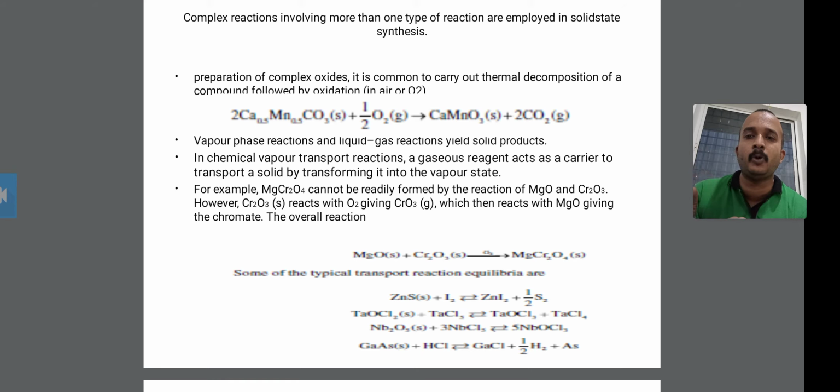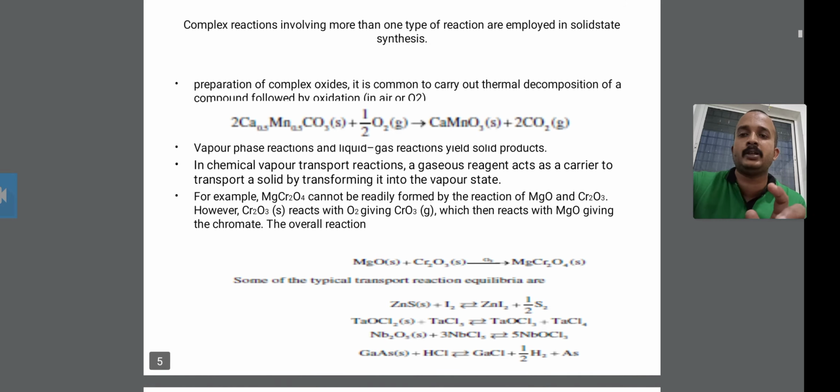Therefore in this preparation of the complex oxide, you have to prepare the complex oxide, and it is common to carry it out by thermal decomposition. Thermal decomposition of the compound is followed by an oxidation reaction. This compound formed by thermal decomposition you have to use for the preparation of the complex oxide.